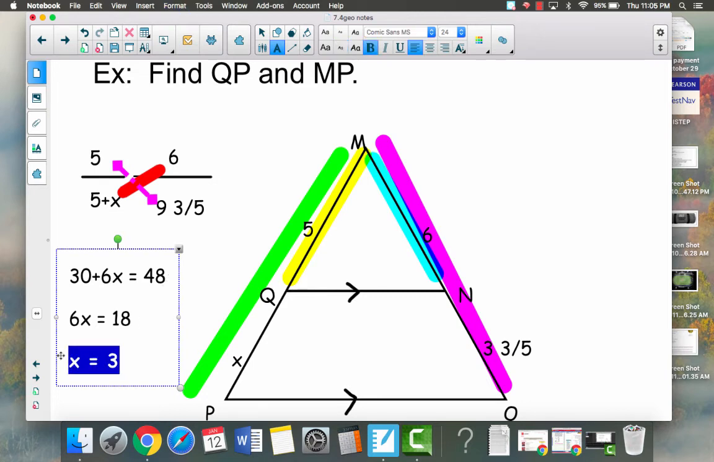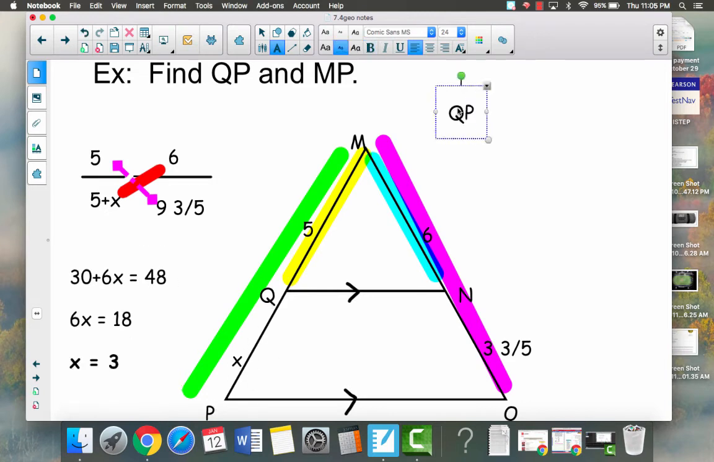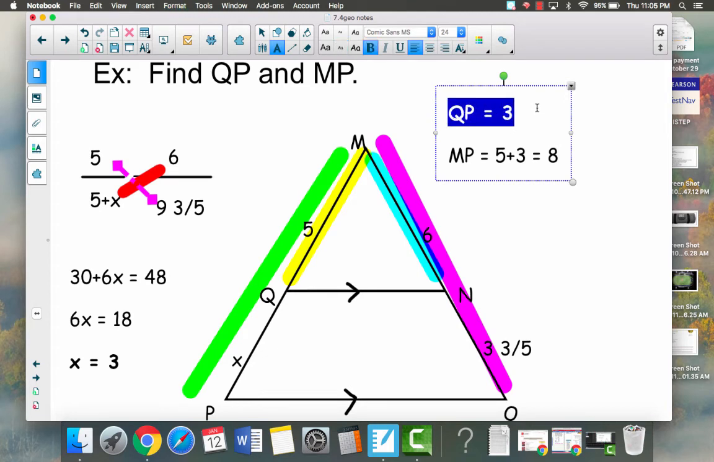But they want what QP and MP are. Well, it's very handy that QP is x. So for our final answer, we could say QP equals 3, because that's what x was. And then they want MP. Well, MP is 5 plus x, because it's the whole thing. So it would be 5 plus 3, which gets us 8. So there's our two answers, QP and MP. And then you'd be done.